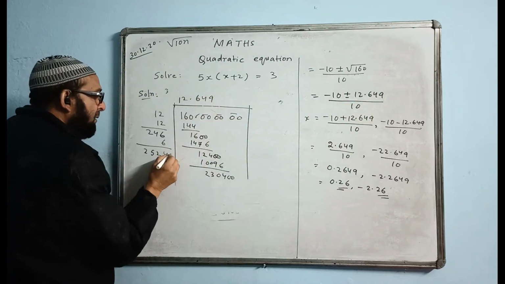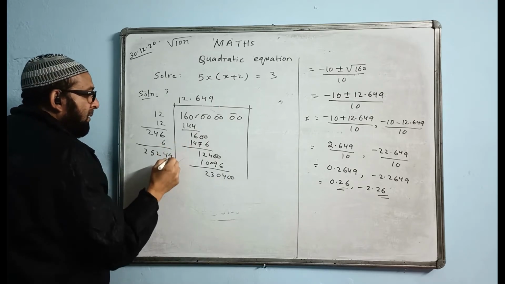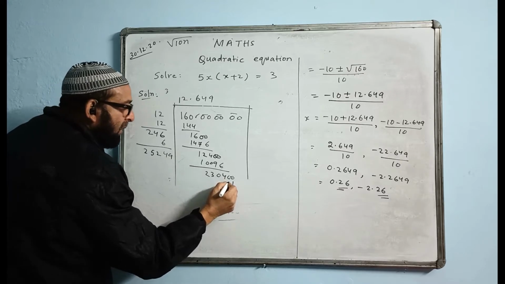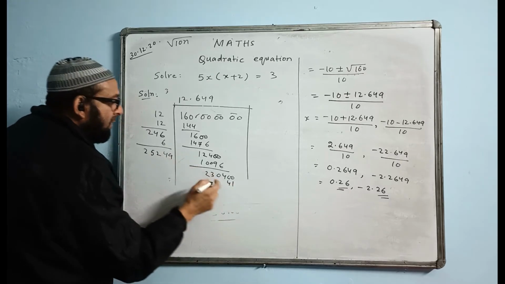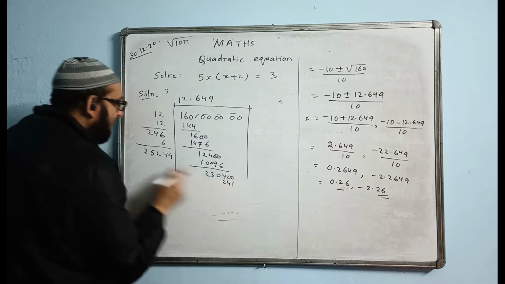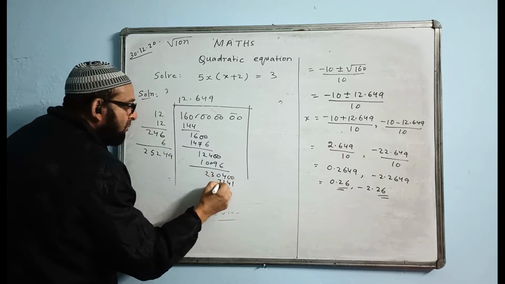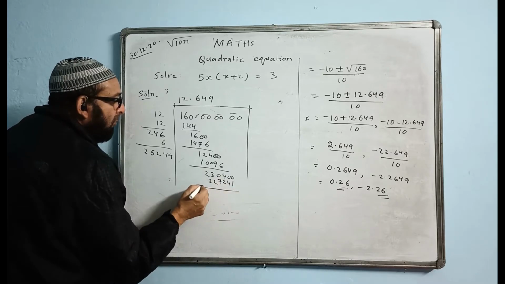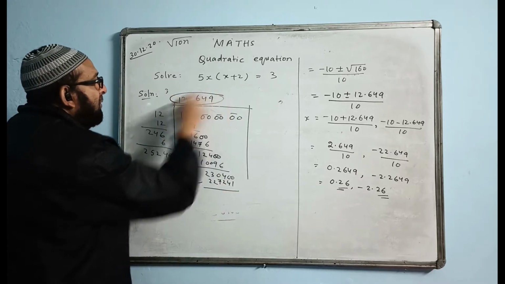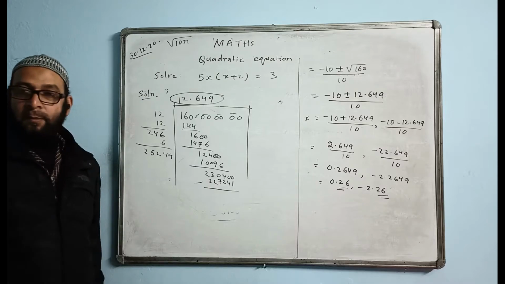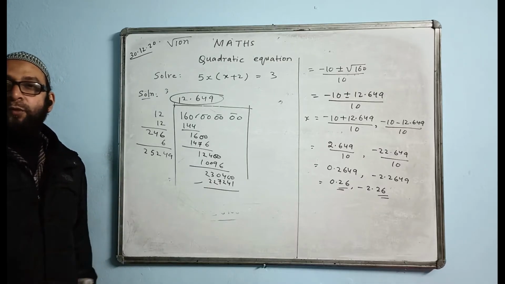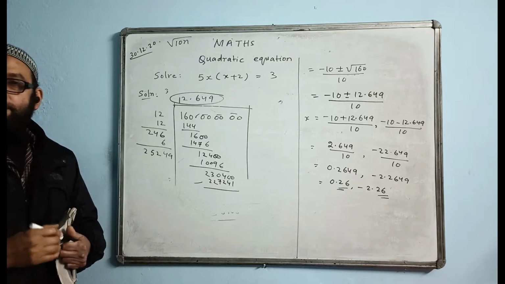Just write 9 and multiply. 9 times 9 is 81, 9 times 4 is 36 plus 8, 44. 9 times 2 is 18 plus 4, 22, carry 2. 9 times 5 is 45 plus 2, 47, carry 4, 22. No need to do any further. This is the answer. This is how you have to show the working on the rough side.